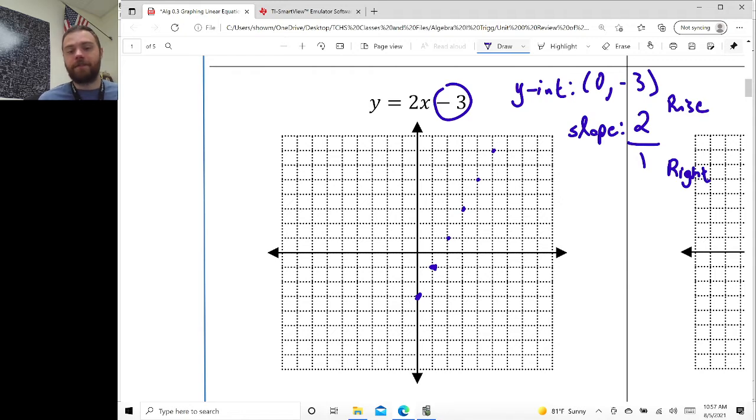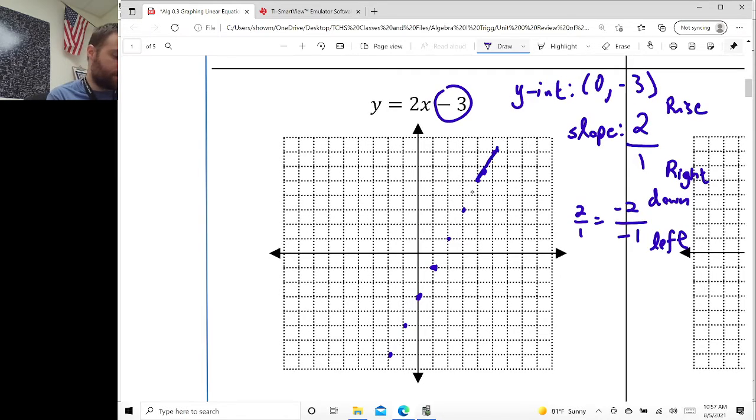Okay, so that's the right-hand side. So now we want to go the opposite direction. So 2 over 1, that's a positive slope. So that's equal to negative 2 divided by negative 1. So from that same y-intercept, I'm going to go down 2 and left 1. So down 2, left 1, down 2, left 1, and just connect the dots.